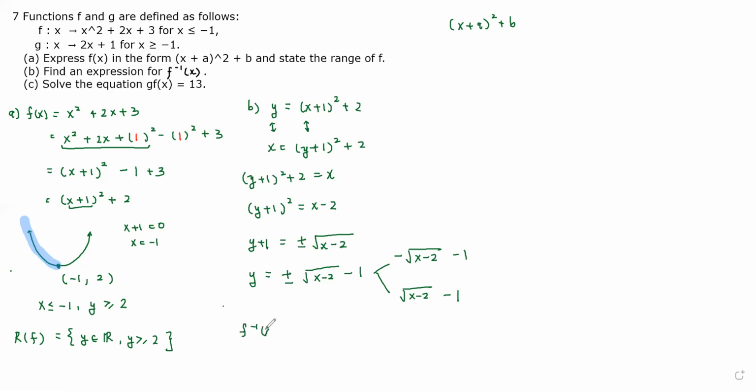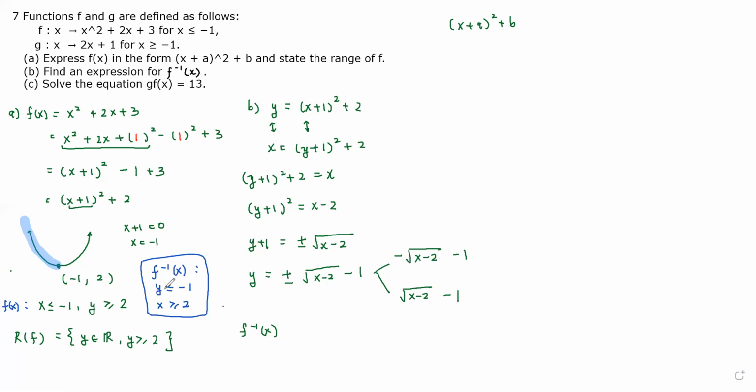Which one is the inverse of f(x)? To determine the inverse of this function, let's look at this case here. For f(x), x is less than or equal to -1, and y is greater than or equal to 2. For the inverse, you have to interchange the x and y. Therefore, instead of x less than or equal to -1, we have y less than or equal to -1 and x greater than or equal to 2 for the inverse function.